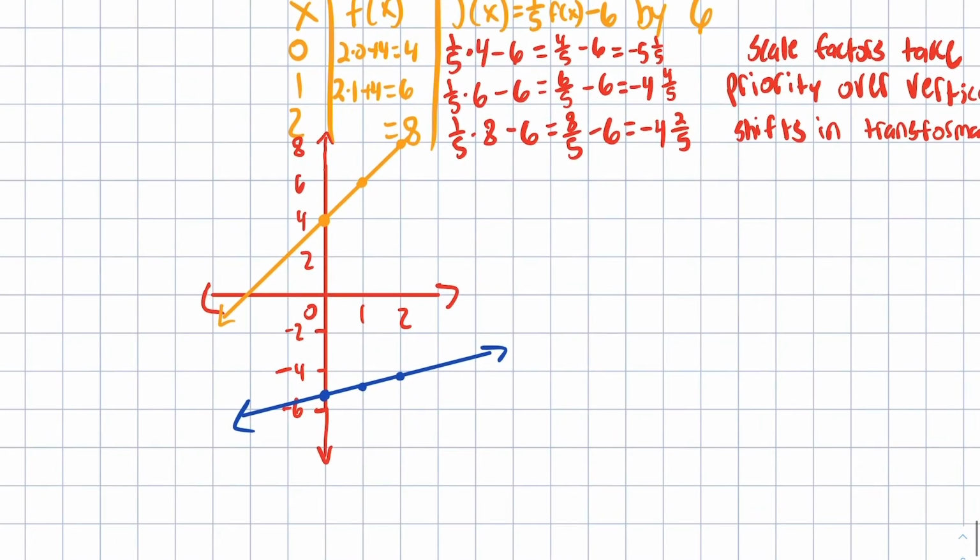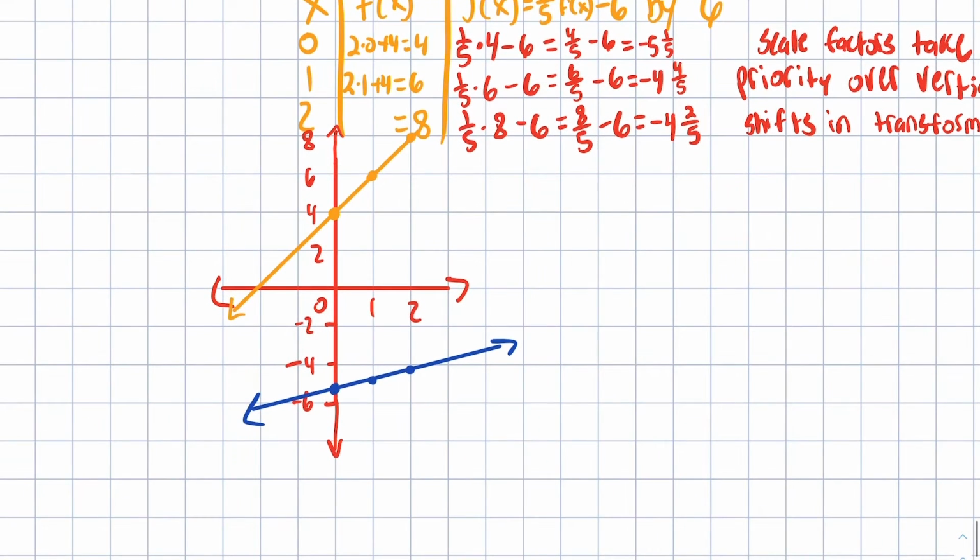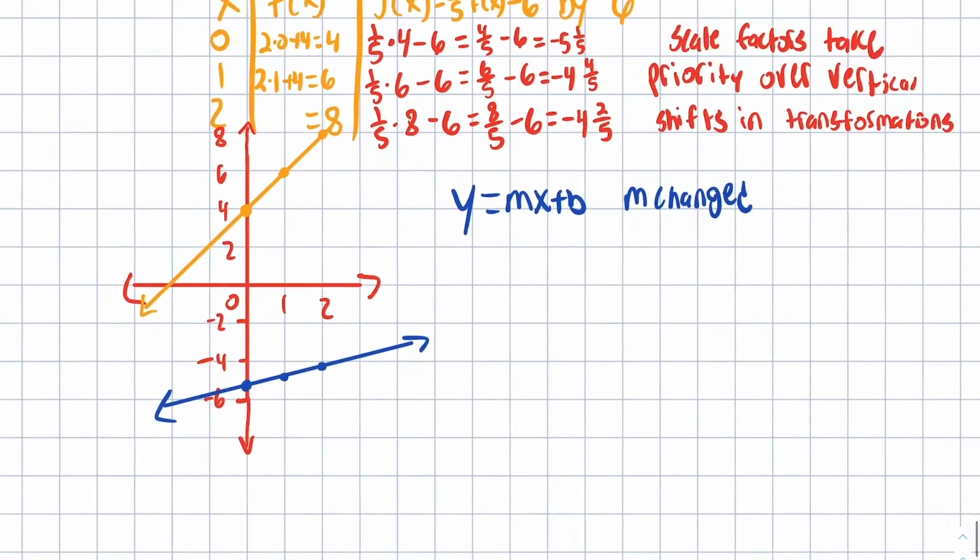Okay, now let's look at these lines and say what's different about them. We're in slope-intercept form. What's different? Do they look like they have the same slope? Well, if they have the same slope, they would be parallel. Are these 2 lines parallel? They're not. So the m changed.